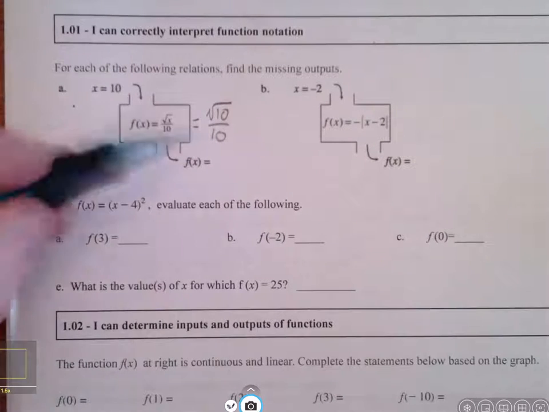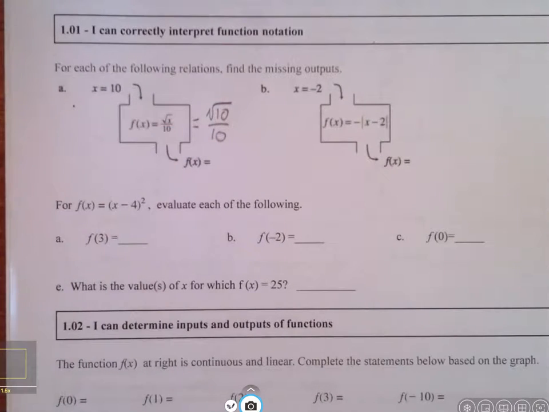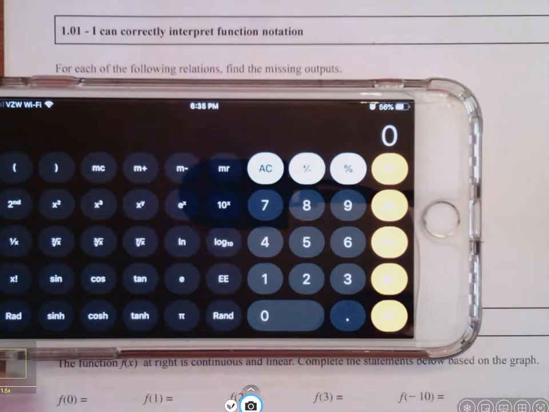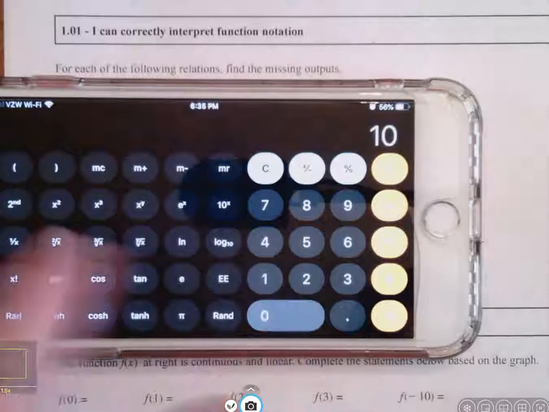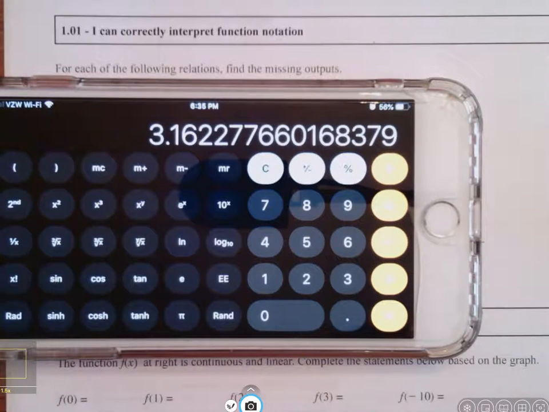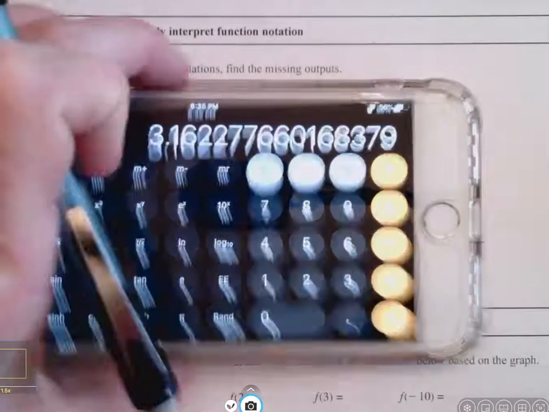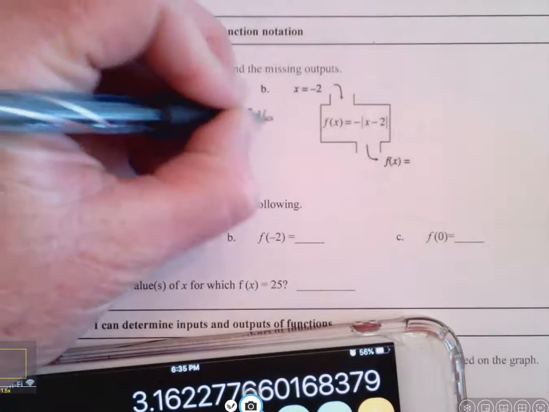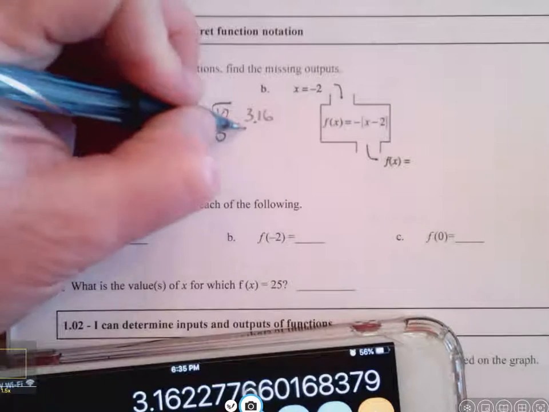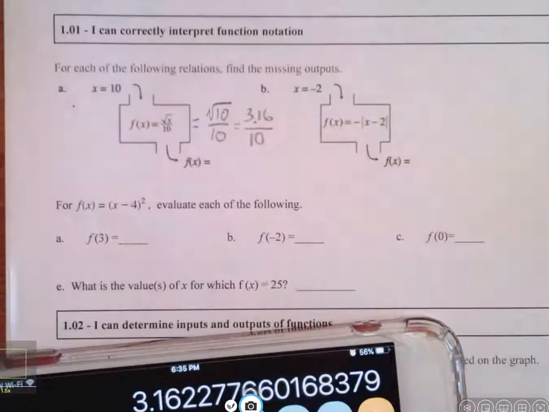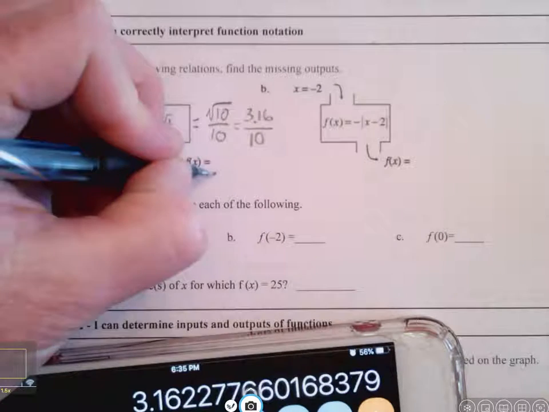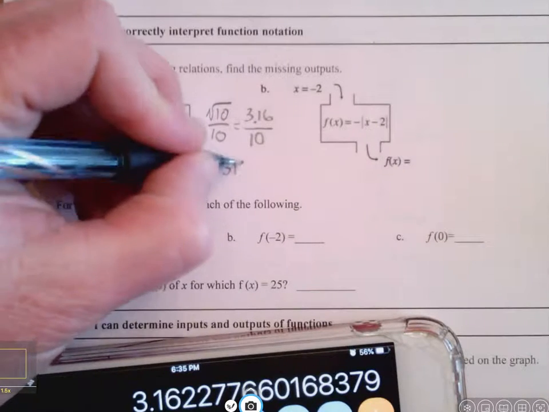All right, well, I need to evaluate the square root of 10. Let me go ahead and do that on my calculator. I just have my cell phone at the moment. So the square root of 10 is 3.16. Okay, divided by 10. Well, if I divide something by 10, we're just going to move the decimal place over 1. So the answer is 0.316.